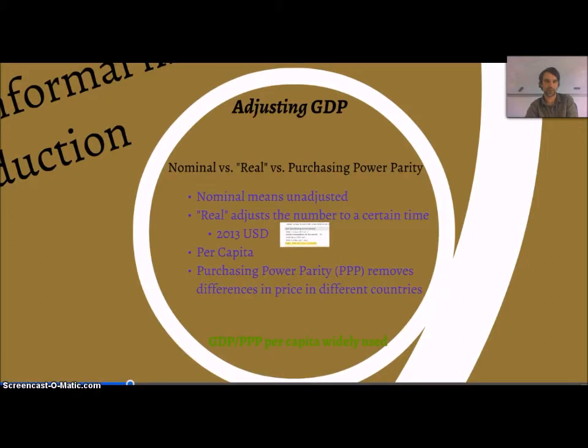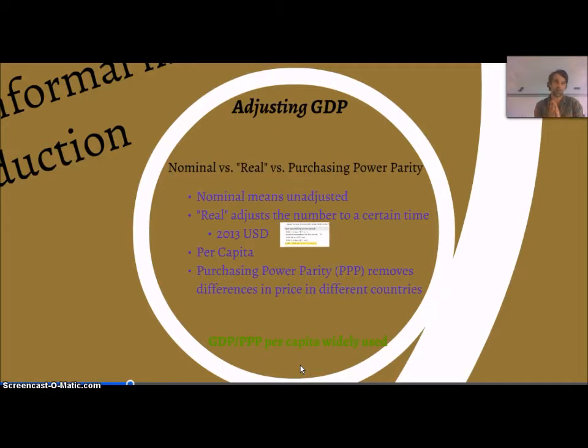When we look at GDP, we realize that it's not a perfect number, therefore we adjust it to try to make it more useful. And I think it's important to understand that there are so many adjustments, which kind of gives away the fact that we don't think that GDP on its own is that useful.